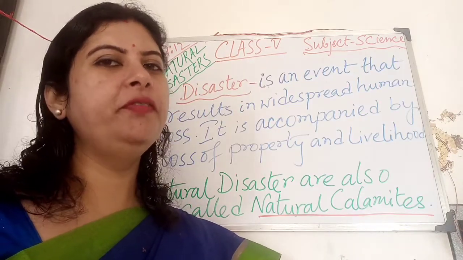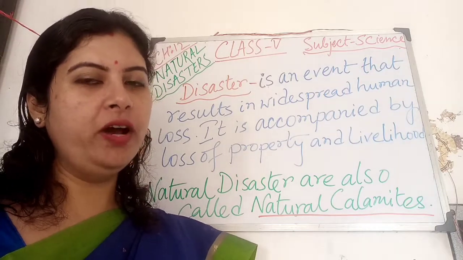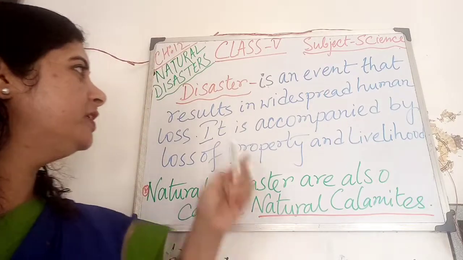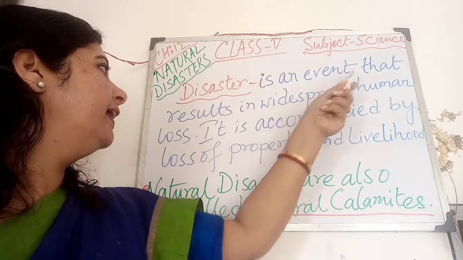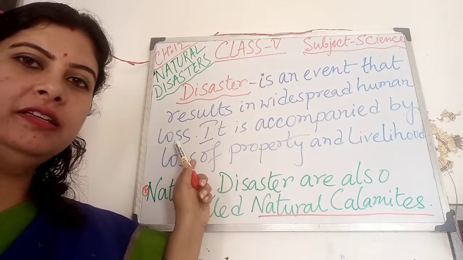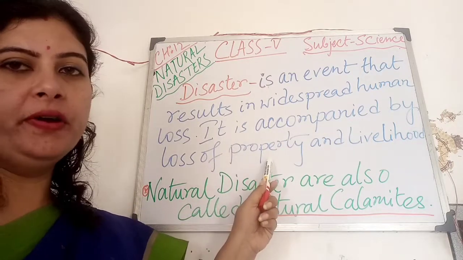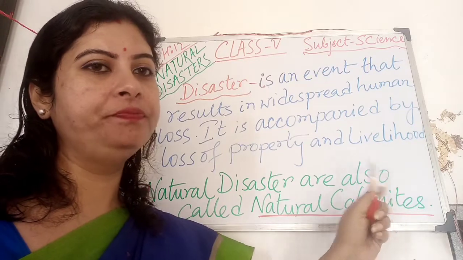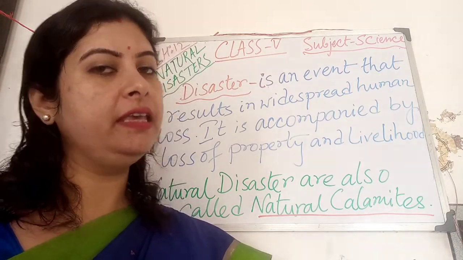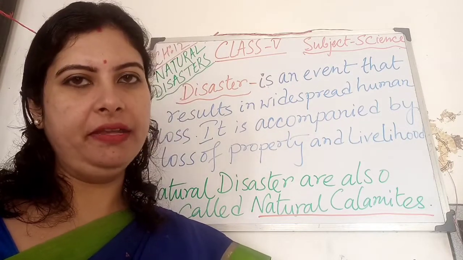So children, before starting these natural calamities one by one, first of all I will explain to you what is a disaster. A disaster is an event that results in widespread human loss. It is accompanied by loss of property and livelihood. It causes a big blow to the country's economy. Disasters may be natural or man-made.